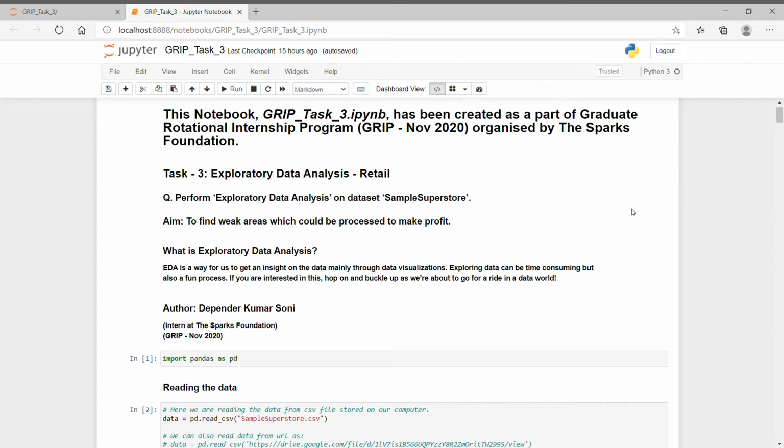So in this notebook we have performed the exploratory data analysis for the retail dataset which was given by the Sparks Foundation. So let's begin the analysis.